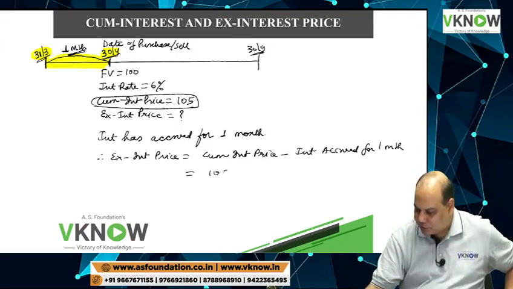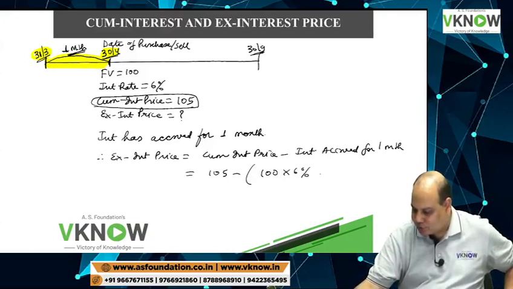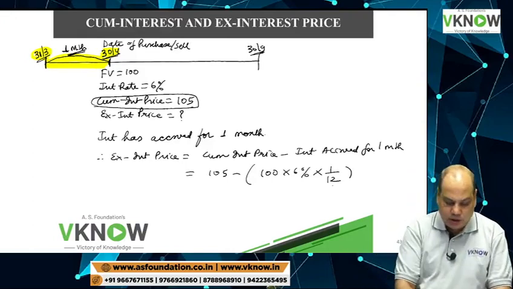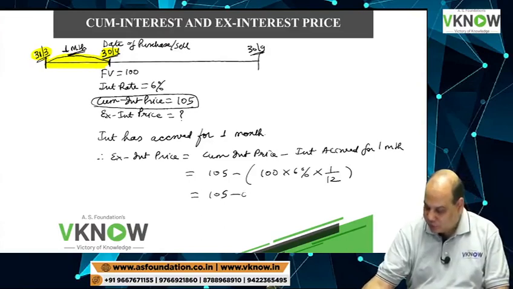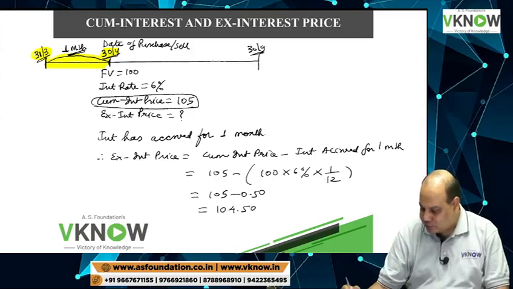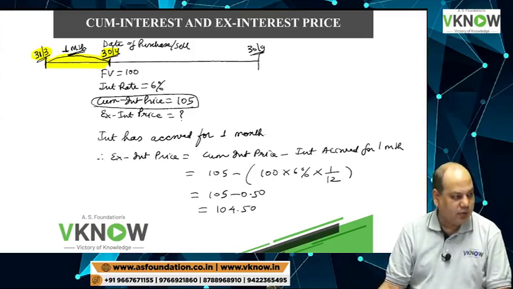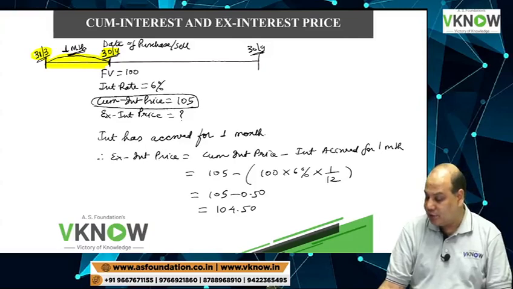Cum-interest price is 105. Interest accrued will be 100 into 6% into 1 by 12. 100 into 6%, so that is 50 paise. So the answer will be 104.5. Most of you got it right. 104.5.